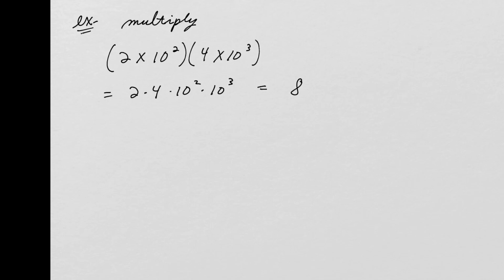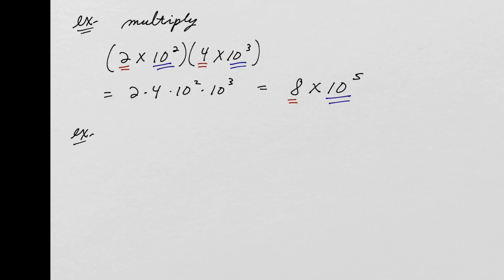And then 10 squared times 10 cubed, we can use our rules. And we know that we keep the base, right? Because the bases are the same, so we keep the base 10. And what do we do with the exponents? This was the product rule. We add them, right? So 2 plus 3 is 5. So this would be 8 times 10 to the 5th, right? So really, you want to think of it this way. Multiply the numbers first. So 2 times 4 is 8. Then multiply the powers, 10 squared times 10 cubed, and that gives you 10 to the 5th, right? And you do that by using the product rule. You have to add the exponents together.